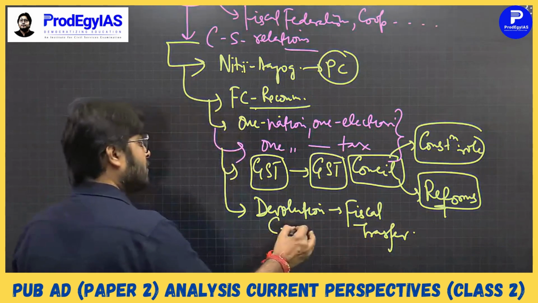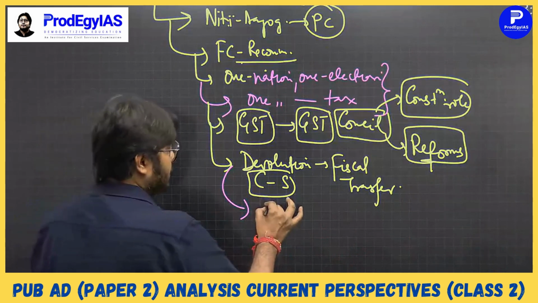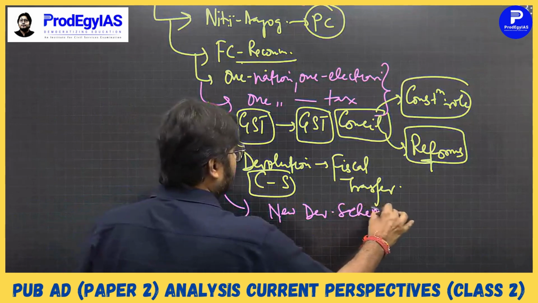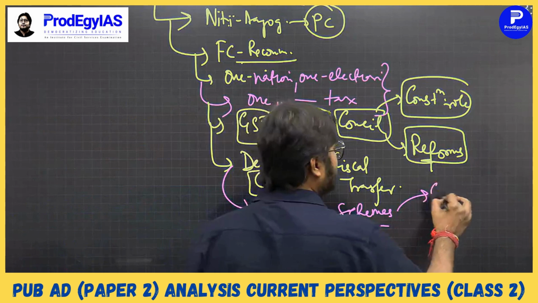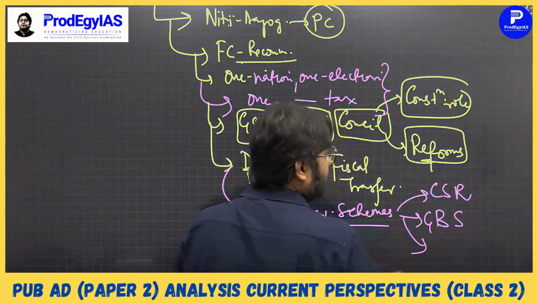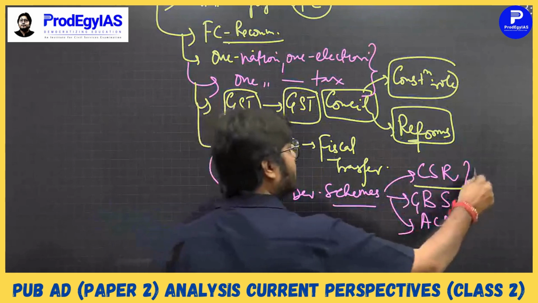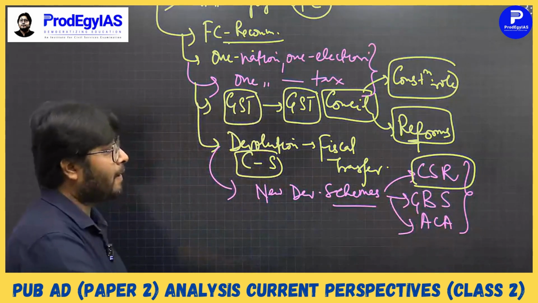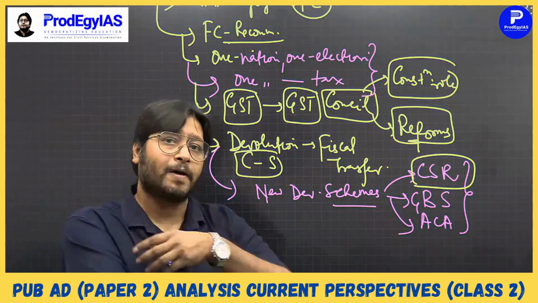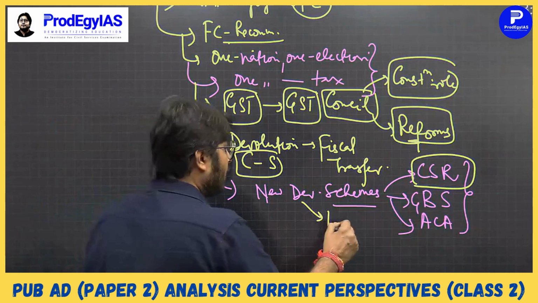from center to states. So what has been the role? How the new schemes, right? New development schemes, right? Their funding patterns, especially CSR, right? Budgetary support or GBS, additional central assistance. Now they are merging all this, not this one, sorry, but they are trying to develop various new modes of augmenting the resources of the states and especially the local governments.